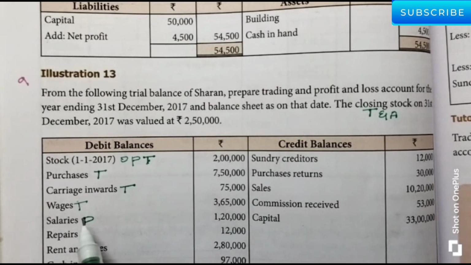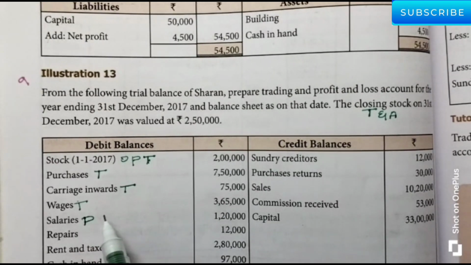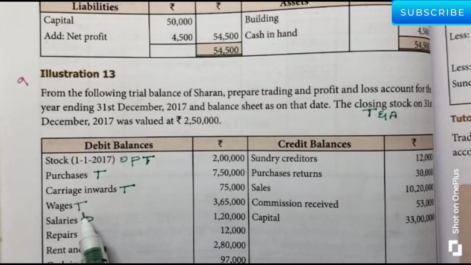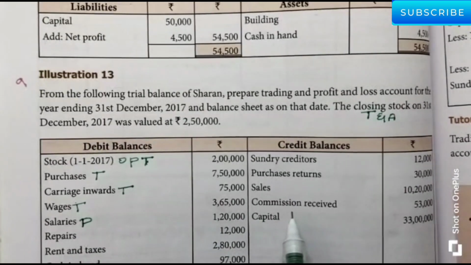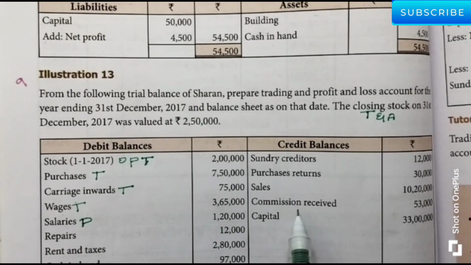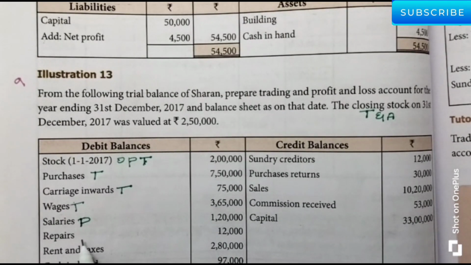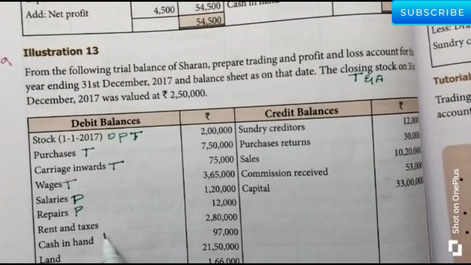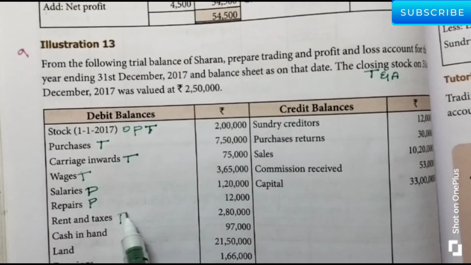Before that, all the direct expenses and manufacturing expenses while purchasing goods go to debit side of the trading account, and all the indirect expenses and losses go to debit side of the profit and loss account, and all the indirect income and gains go to credit side of the profit and loss account. Then repairs goes to profit and loss account. Rent and taxes, it's an office and administrative expense, it goes to debit side of the profit and loss account.